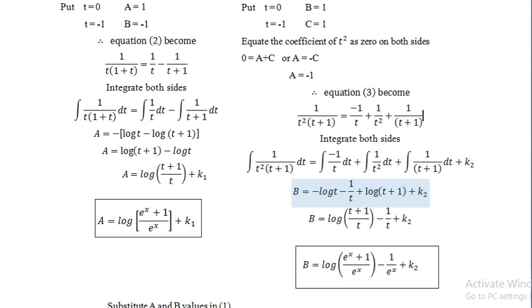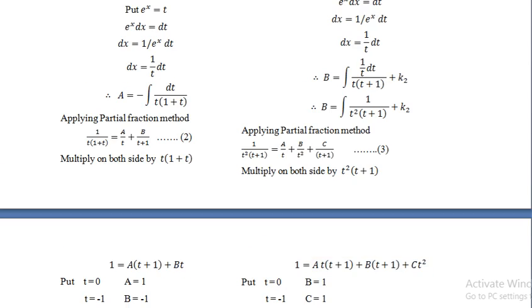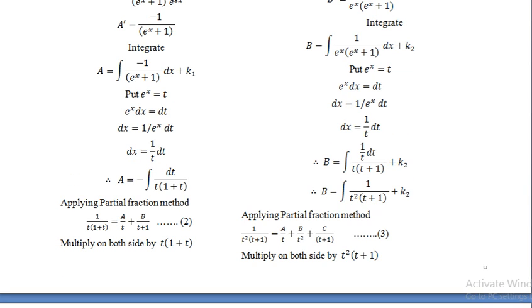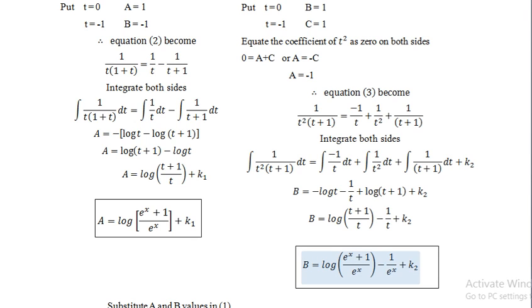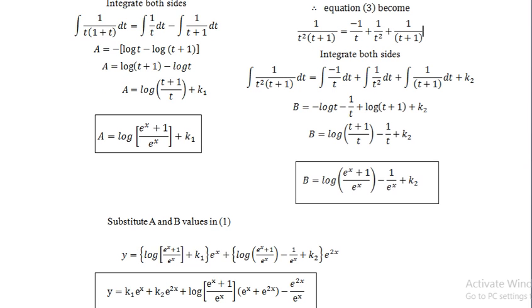Then applying the logarithmic property to the first and last term, log a minus log b is log a by b. That is t plus 1 divided by t, and keep minus 1 by t as it is. And again resubstitute t equal to e raised to x. Already we have taken t as e to the power x here. So e raised to x plus 1 divided by e raised to x, minus 1 by e raised to x, plus k2.